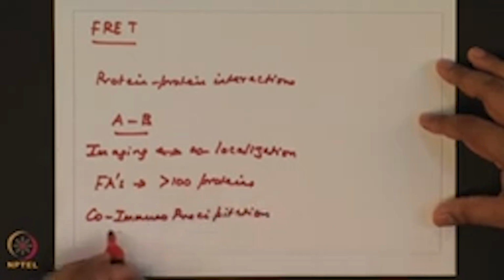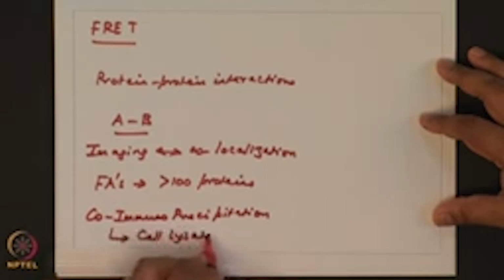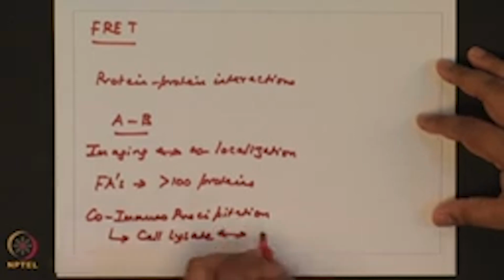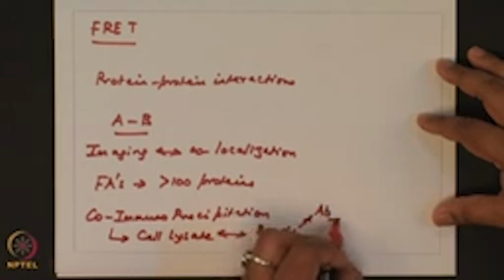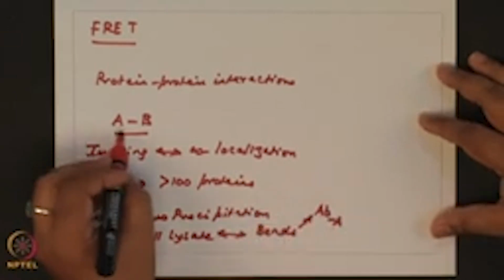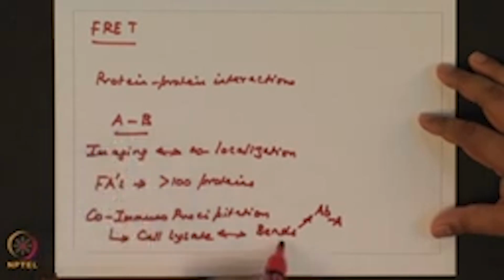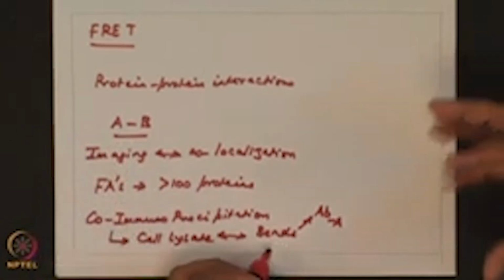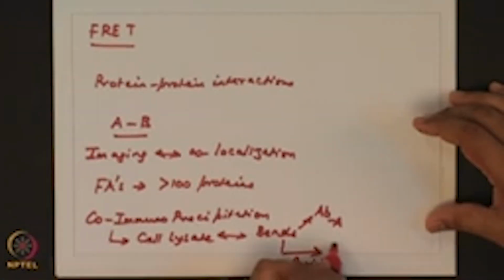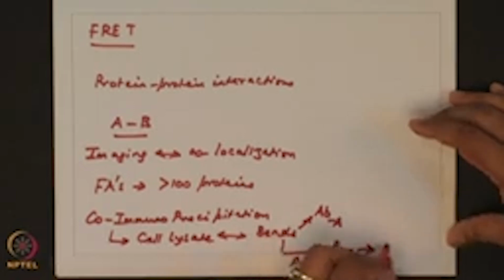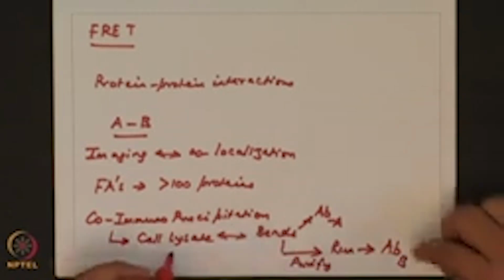In this approach you collect the cell lysate and incubate it with beads which are coated with antibody against A. We are probing the interaction of A and B. These beads will pull down all those protein aggregates where A and B are attached to each other. Then you purify this component, run it on a gel, and probe it with the antibody to B to see if you get a band.